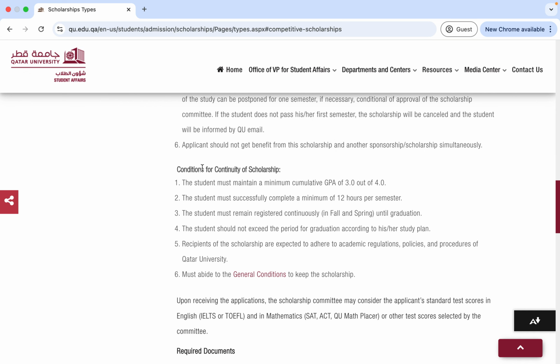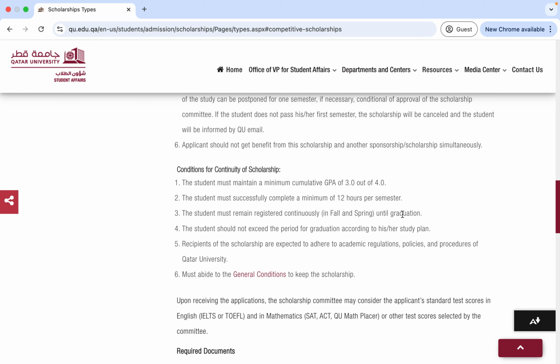So, conditions for continuing the scholarship, because once you are given a scholarship, I think this applies to all scholarships that you receive, even all over the world. If you receive a scholarship, it does not mean that they get to leave you alone. No, there are conditions to a scholarship, and that is why it is called a scholarship. So number one is that you have to maintain a minimum CGPA of 3 out of 4. Then students must successfully complete a minimum of 12 hours per semester, meaning that the courses you take have to be nothing less than 12 hours per semester, right?